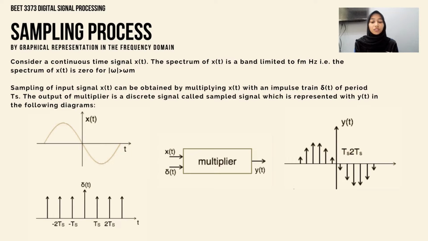So let's move to the sampling process by graphical representation in the frequency domain. First of all, we have to consider the continuous time signal x(t). The spectrum of x(t) is band limited to fm in hertz. For example, the spectrum of x(t) is 0 for magnitude omega greater than omega m. Sampling of input signal x(t) can be obtained by multiplying x(t) with an impulse train of period Ts. The output of the multiplier is a discrete signal called a sampled signal, which is represented in the following diagrams.